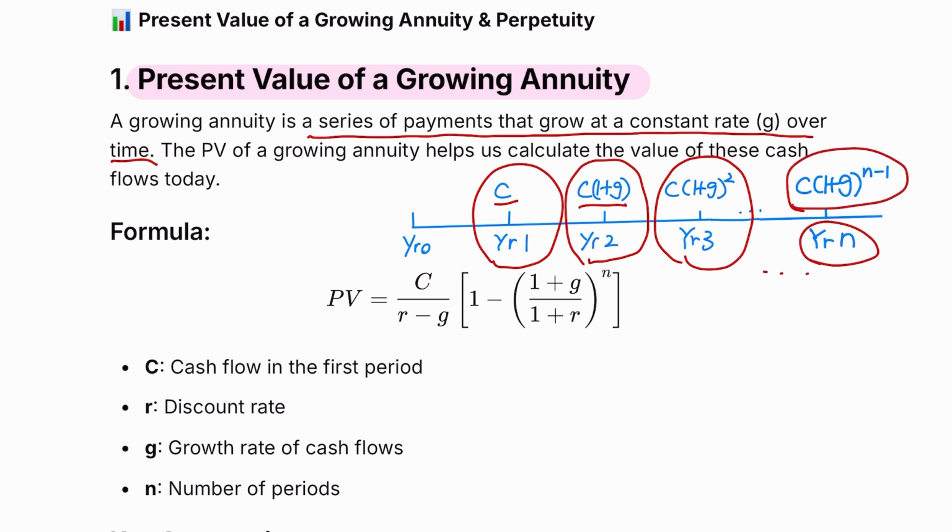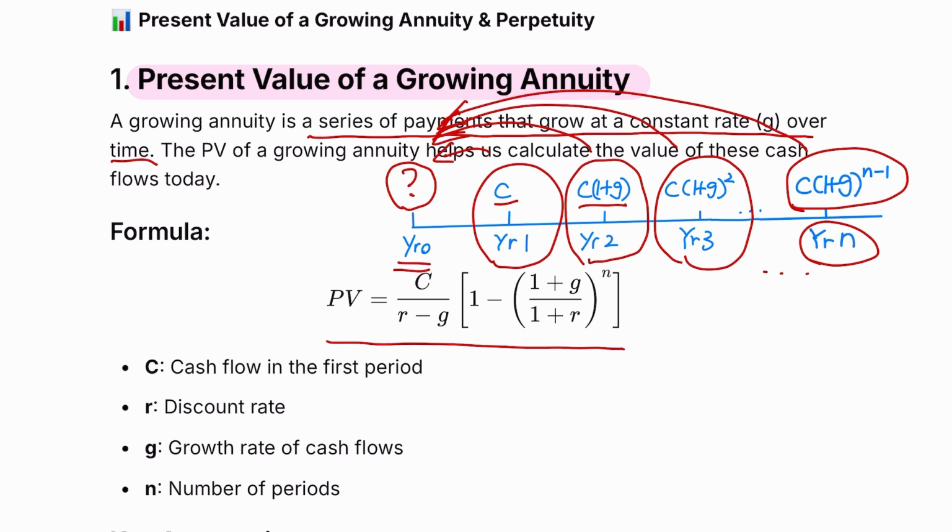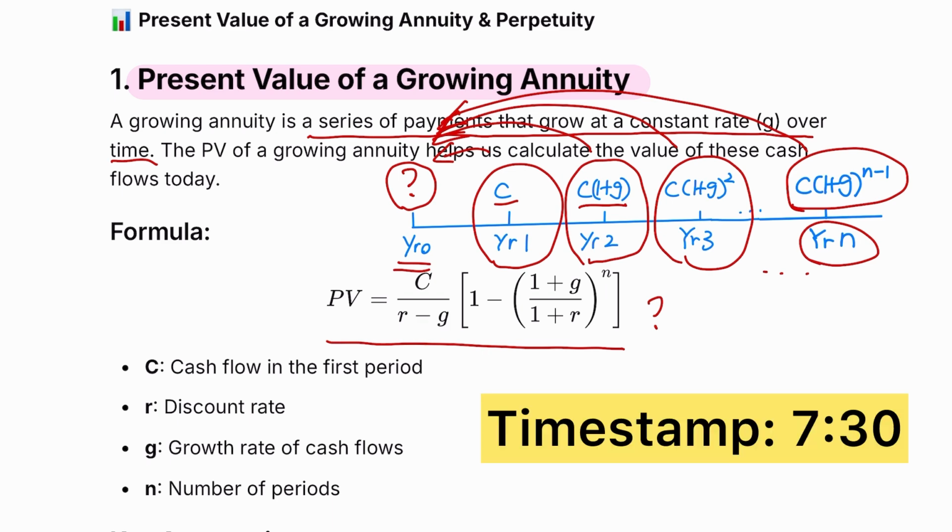So if we are given a series of cash flows like this, how can we find the present value of the cash flows in year 0? Instead of discounting each cash flow to the present value one by one, we can do it in a more efficient way once we figure out the formula for this. I'm going to derive this formula to help you have a better understanding of how we reach this step. If you want to skip the proof part, you can go to this time directly.